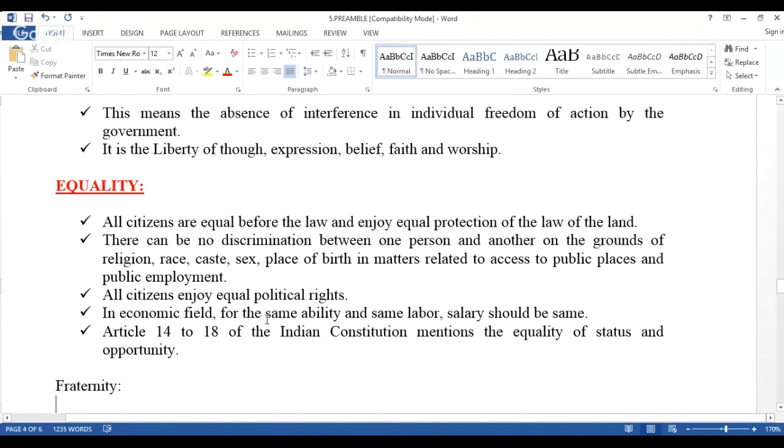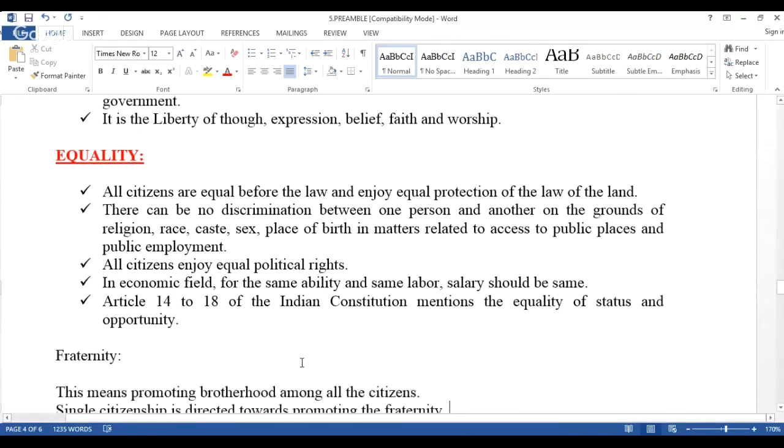And all the citizens will enjoy equal political rights. In the economic field also, for the same ability and the same labor, salary should be the same. Equal pay for equal work, that is called equality. Provide equal opportunities in employment. Provide equal opportunities as far as public places are concerned. Provide equal access to all the people with respect to public places. That is the reason why the concept of equality is very, very important. Clear? Next is fraternity.